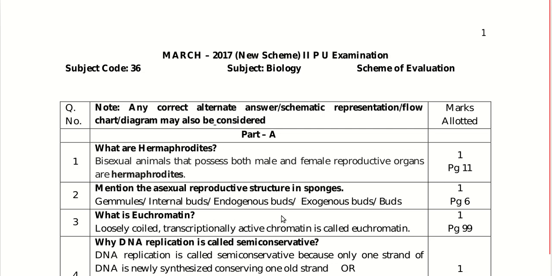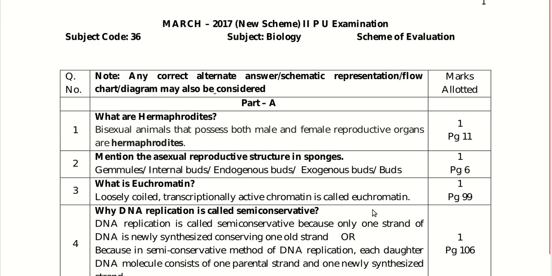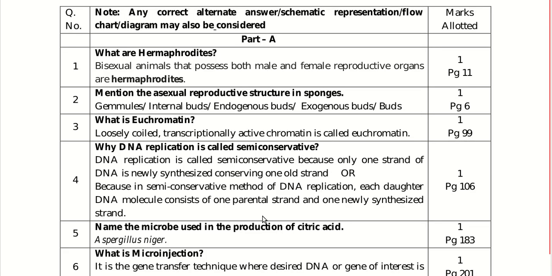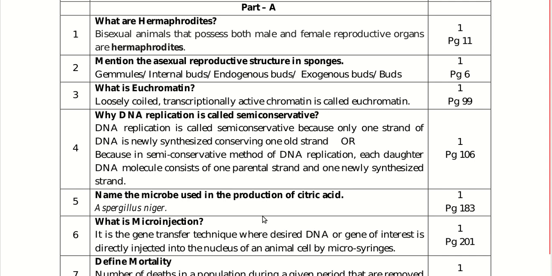What is euchromatin? The loosely coiled and transcriptionally active chromatin is called euchromatin. Why is DNA replication called semi-conservative? DNA replication is called semi-conservative because only one strand of the DNA is newly synthesized, whereas the other strand is the parental strand or old strand. We can also define it as, in the semi-conservative method of DNA replication, each daughter DNA molecule consists of one parental strand and one newly synthesized strand. Name the microbe used in the production of citric acid. Aspergillus niger is used in the production of citric acid.